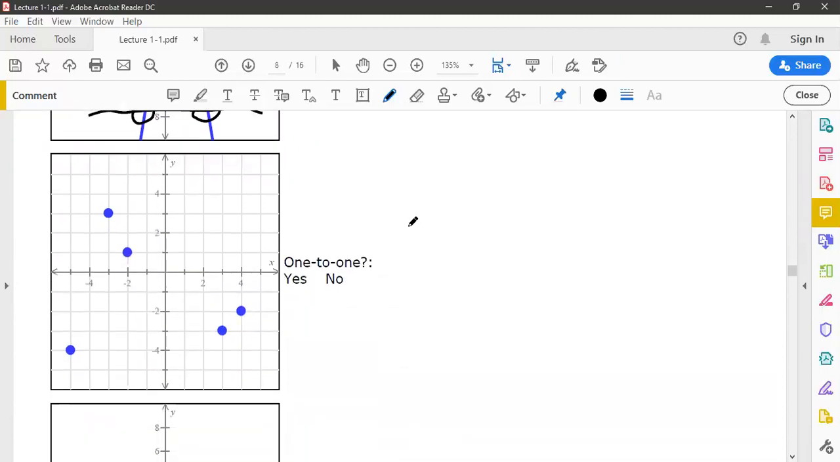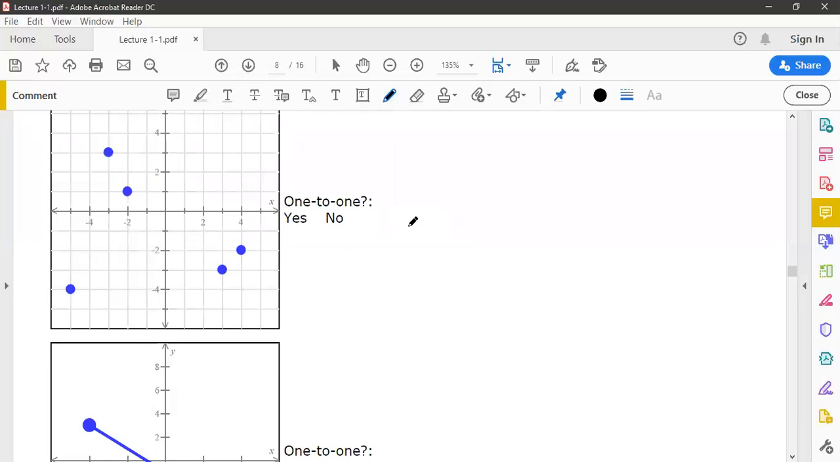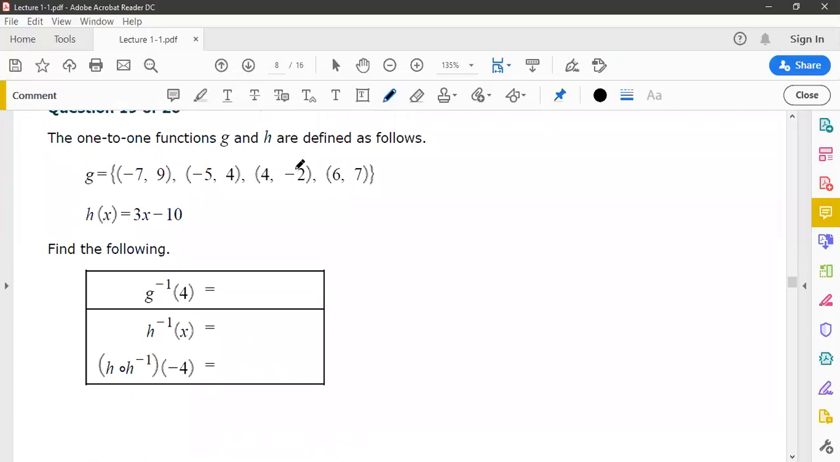Therefore, it is not one-to-one. In this last example, there's no place where I could draw a horizontal line where it will intersect in more than one point. So this would be one-to-one. Okay, so now let's look at another example. It says the one-to-one functions g and h are defined as follows. g has (-7, 9), (-5, 4), (-2, 6), and (7, ...), and h of x equals 3x minus 10.